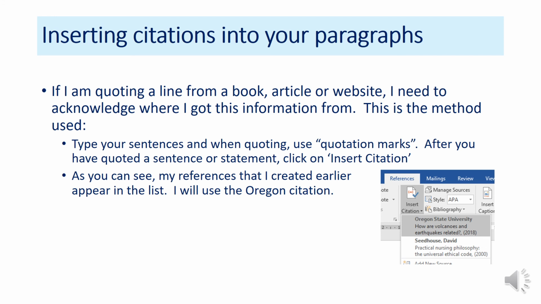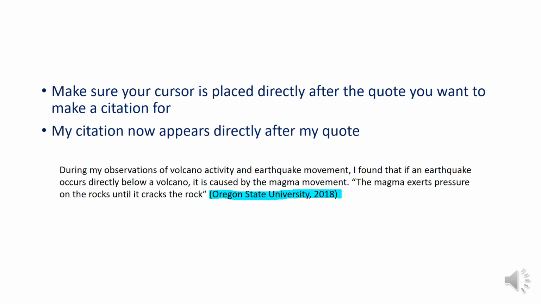So after you've written your sentence out and you've put your quotation marks in, you just need to click on Insert Citation, as you can see in the image, and then choose from the list that will appear there the place that you got that information from. So if I'm working on volcanoes, I wrote something about it, I copied a section out of the website, I put it in quotation marks, I now click on Oregon State University, and this is how it's going to appear. So just making sure your cursor is placed directly after the quote so that it appears in the correct place.